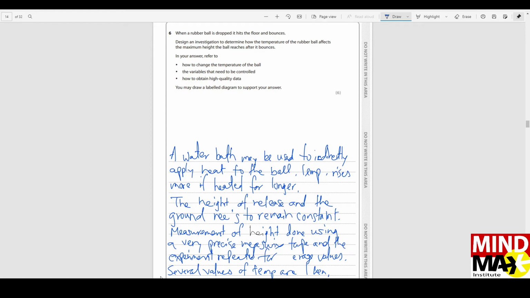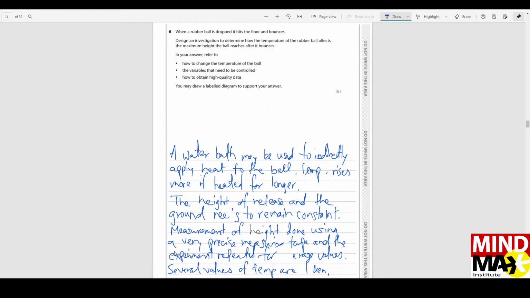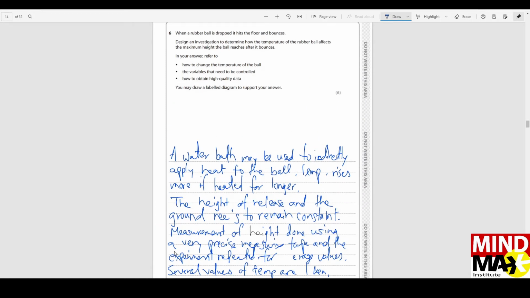So we are basically obtaining two kinds of data, one of the temperature, one of the maximum height. So I wrote that several measurements of height are done using a very precise measuring tape. If you use a very precise measuring tape, you're going to get values of height up to the closest decimal places. That's what we want. And the experiment has to be repeated several times to get the average values.